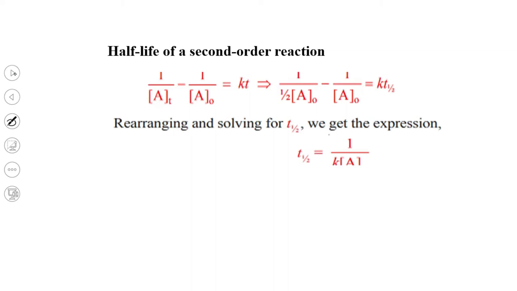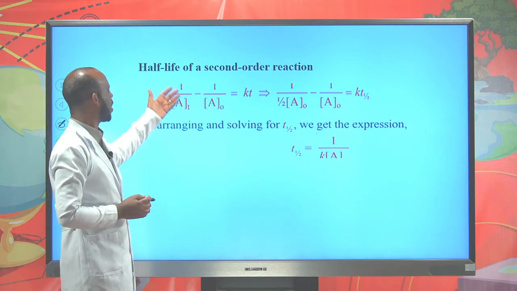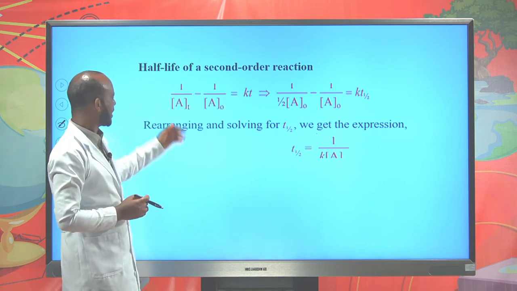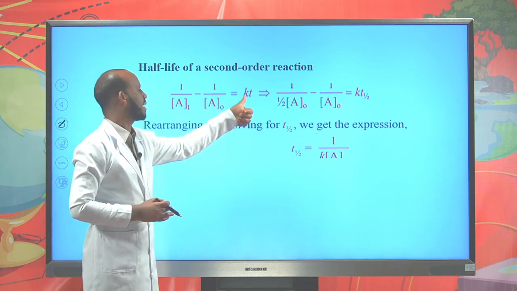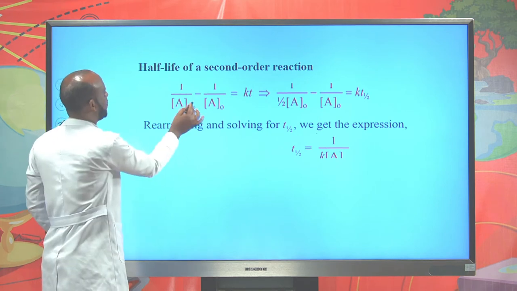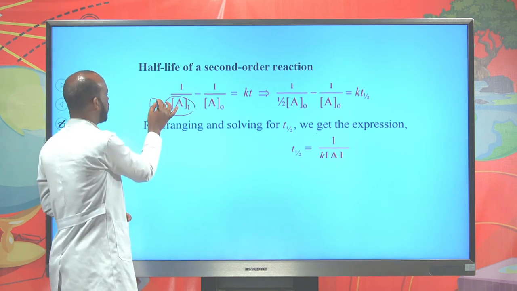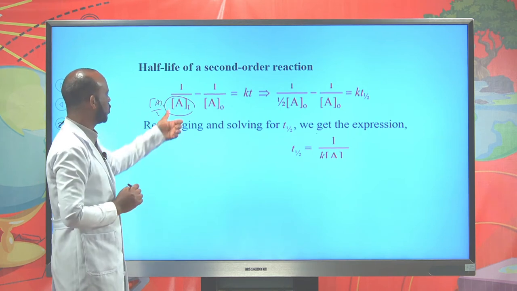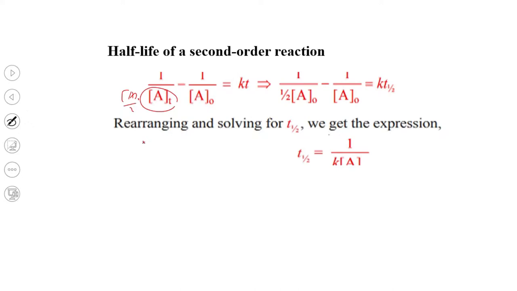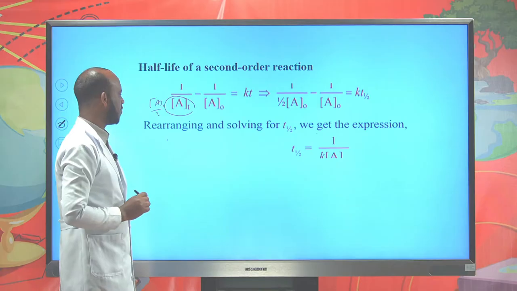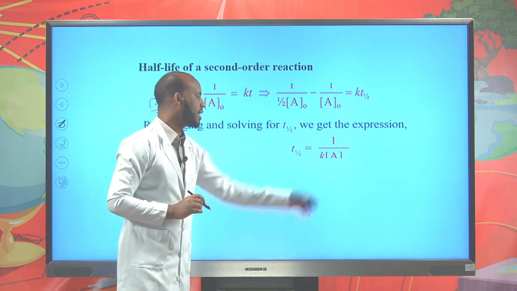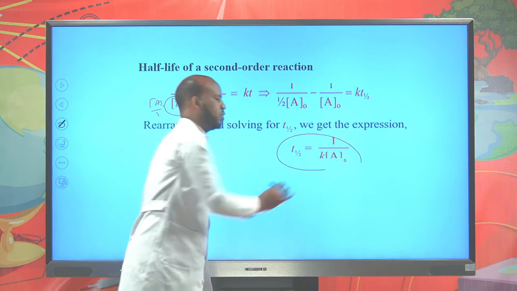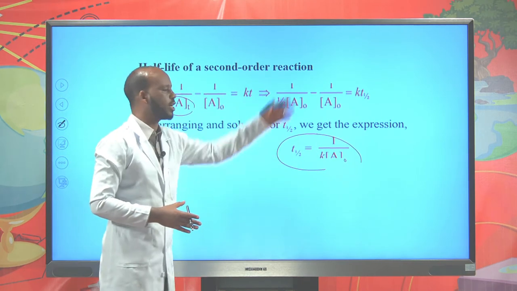Half-life of a second-order reaction. The integrated rate equation for a second-order reaction is: 1 over concentration of A at any time t minus 1 over initial concentration of A equals K times t. When the concentration of A is half its initial concentration, A naught divided by 2, this equation becomes 1 over A naught divided by 2 minus 1 over A naught equals K times T half. Therefore, the half-life time for a second-order reaction is 1 over K times initial concentration A naught. This is the half-life time for a second-order reaction.